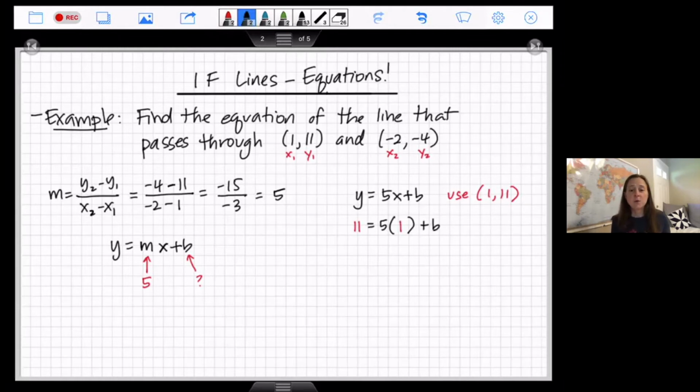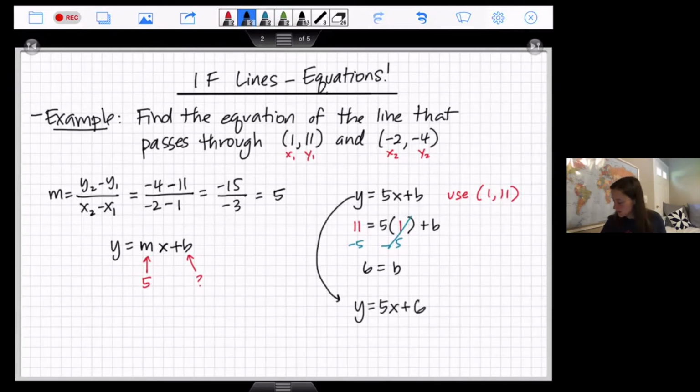And you could do this process using negative 2 comma negative 4, the other point on the line. You'll get exactly the same value for b. So pick whichever one you like better. Okay, so this is 11 equals 5 plus b. I'm going to subtract 5 from both sides. And I'm going to get that b is equal to 6. Okay, so then I just take my line, y equals 5x plus b. Now we know b is equal to 6, and that's the equation of our line.